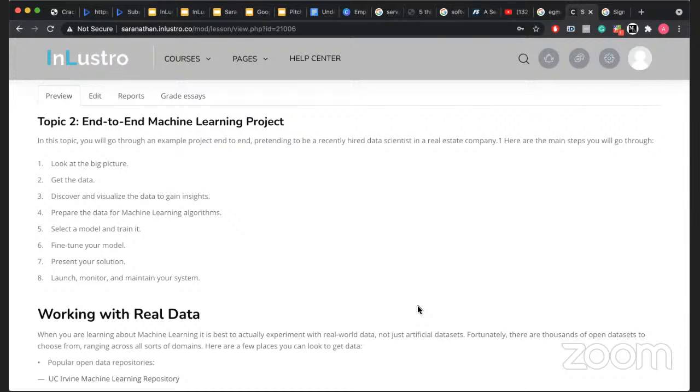So we are going to explore the second topic, which is end-to-end machine learning. In the previous topic, we understood the different types of machine learning algorithms. We spoke about supervised learning, unsupervised learning, and semi-supervised learning algorithms. We also understood what a hyperparameter is, the need for a test set, the need for a validation set, what overfitting is, what underfitting is, and so on and so forth.